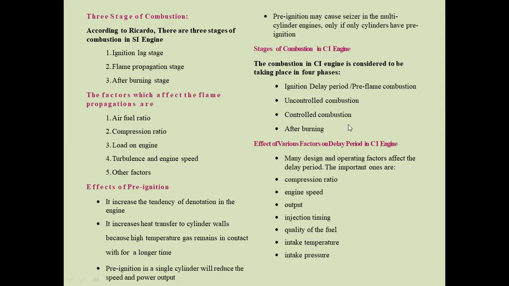From the CI engine, these are all the factors affecting the delay period. The delay period is very important in CI engines. Many design and operating factors affect the delay period: the first is compression ratio, the second is engine speed, the third is output, and the next are injection timing, the quality of the fuel, intake temperature, and intake pressure. So if we monitor these parameters, then only we get better combustion in CI engines.